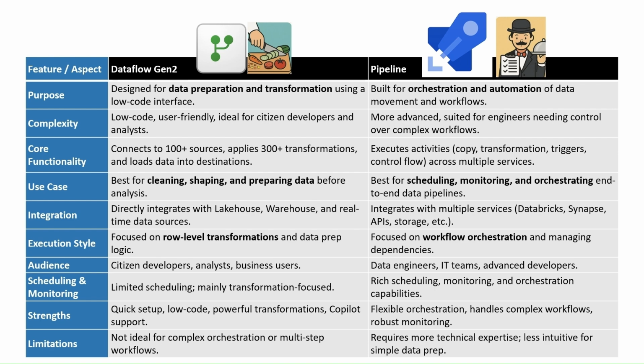Whereas pipeline, it integrates with multiple services. For example, Azure Database, which is a data lake, lakehouse. Then Synapse, Azure Synapse as a service. We'll deep dive more during the progress of the course. And it also integrates with the APIs which might talk to specific applications and storage devices and things like that. So the execution style for Dataflow Gen 2 is focused on row level transformations, whereas the pipeline is focused towards more workflow orchestration level, and managing the dependencies associated with the data.